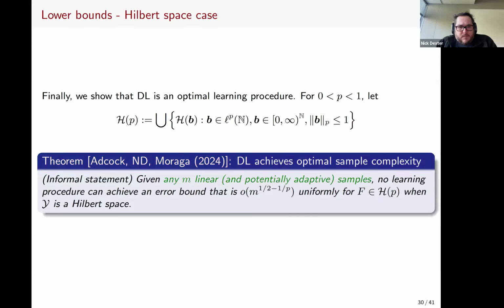And finally, we showed that deep learning is an optimal learning procedure. So we have this space H^p, which I apologize might not have been defined before now. I'm just realizing that.